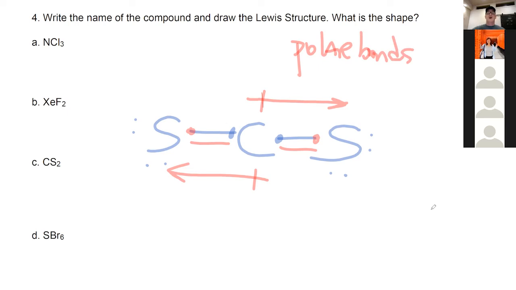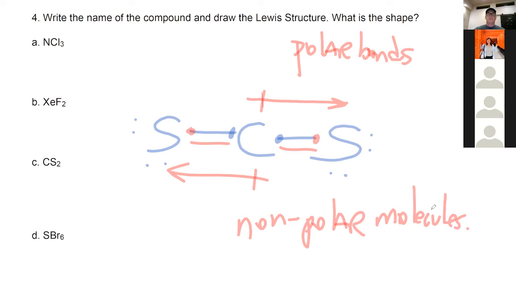Non-polar. But the molecule itself is non-polar. That's right. Why is that? Because of the equal pulling. Right, because these dipoles cancel each other out.